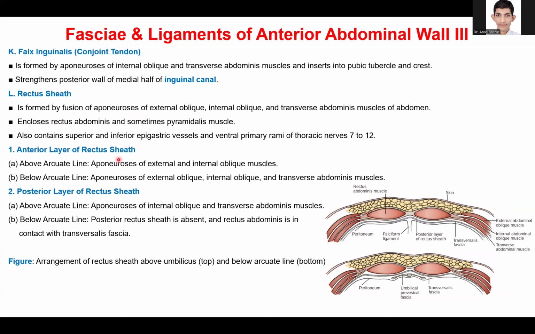Anterior layer of the rectus sheath above the arcuate line: aponeurosis of the external and internal oblique muscles. Below the arcuate line: aponeurosis of the external oblique, internal oblique, and transverse abdominis muscles. Posterior layer of the rectus sheath above the arcuate line: aponeurosis of the internal oblique and transverse abdominis muscles. Below the arcuate line, the posterior rectus sheath is absent and the rectus abdominis is in contact with the transversalis fascia. And here we can see the arrangement of the rectus sheath above the umbilicus, top, and below the arcuate line, that is bottom.